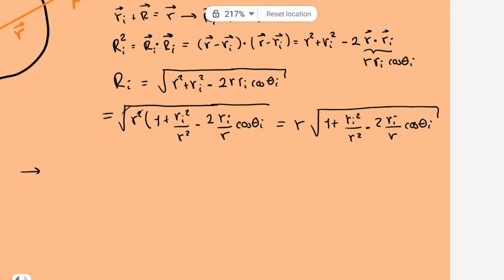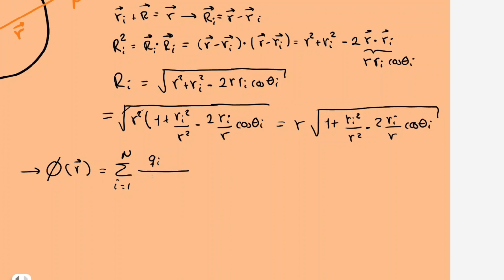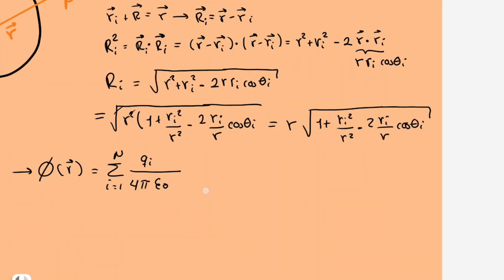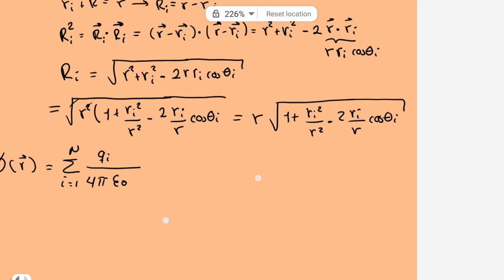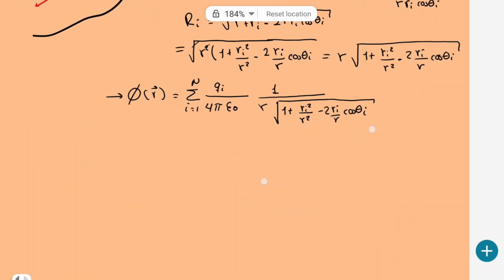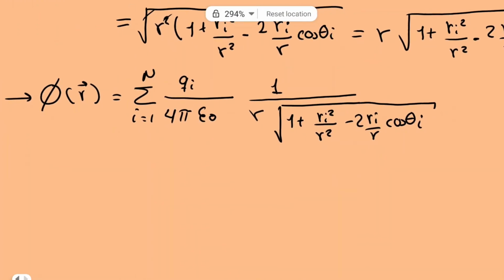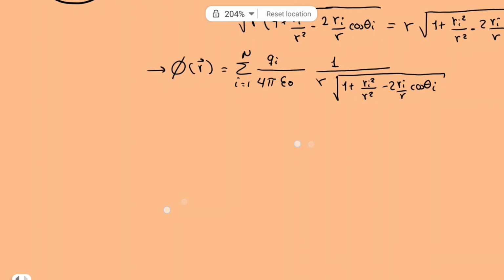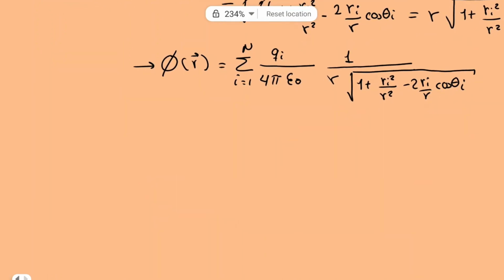So we get that the electric potential at vector r is the sum from i equals 1 to n of qi over 4 pi epsilon 0 times 1 over Ri, and that is 1 over r times the square root of 1 plus ri squared over r squared minus 2 ri over r cosine of theta i. We have an expression that turns out to be more difficult than what we had, but we need to do a little more work to see what will happen.